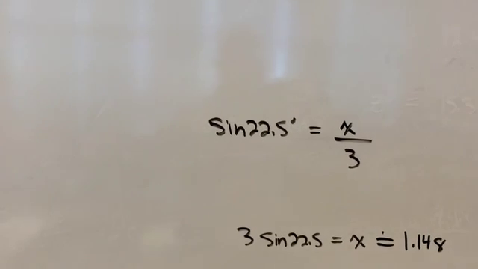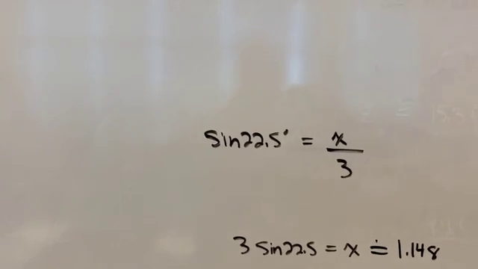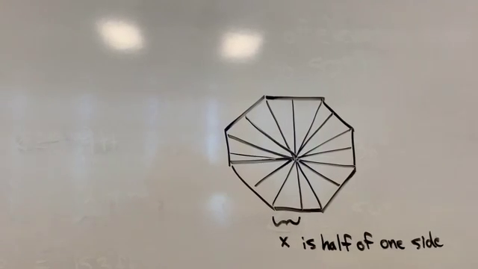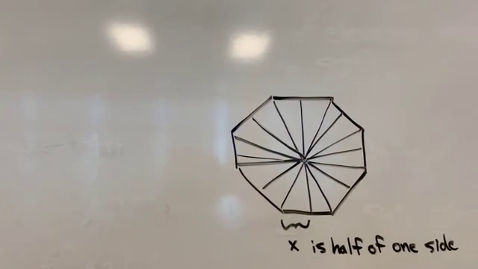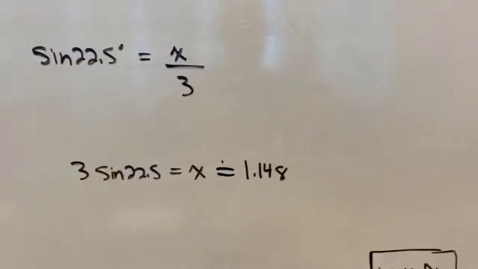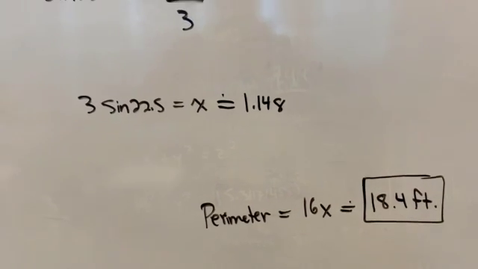And it gave me a little bit over 1.148, something like that, feet. Remembering what x actually was, that it was half of one side of that octagon table, I know that I need my perimeter to be 16 of those. And so 16x gives me 18.4 feet.